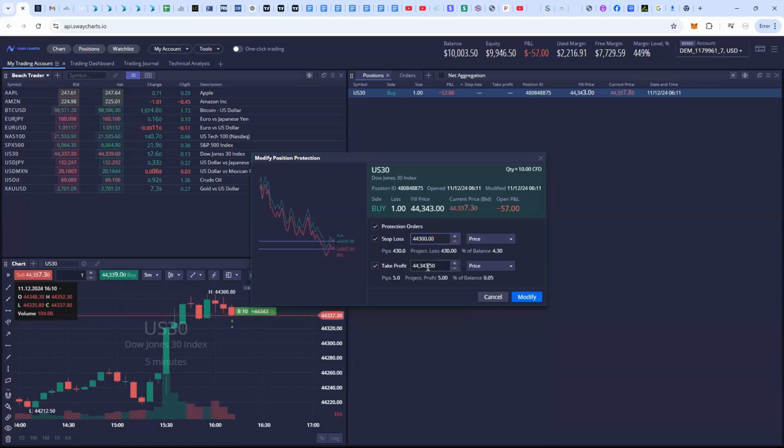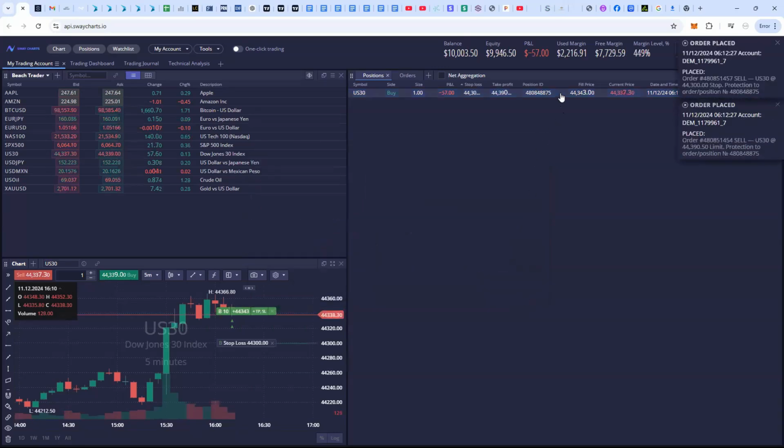Let's go to the take profit, and we want to do the same thing. We want to make about the same amount. So let's try 70. 44370. That would be $275 we would make. Let's go to 80. And that would be $375 we would make. So let's go to 90 because we want it to be the same or a little bit more for the take profit. So we're going to lose $430. We'll win $475. Let's modify that.